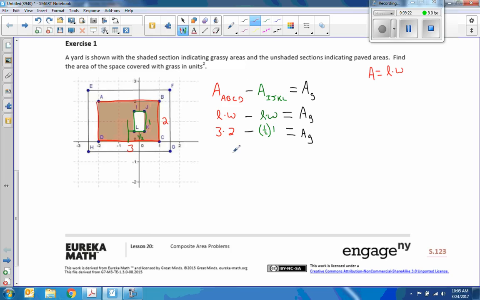And then 3 times 2 is 6. We're going to subtract 1/2 times 1, which is a 1/2. And that is going to equal our grassy region. And finally, 6 minus 1/2 is 5 1/2 units squared equals the area of the grassy region.